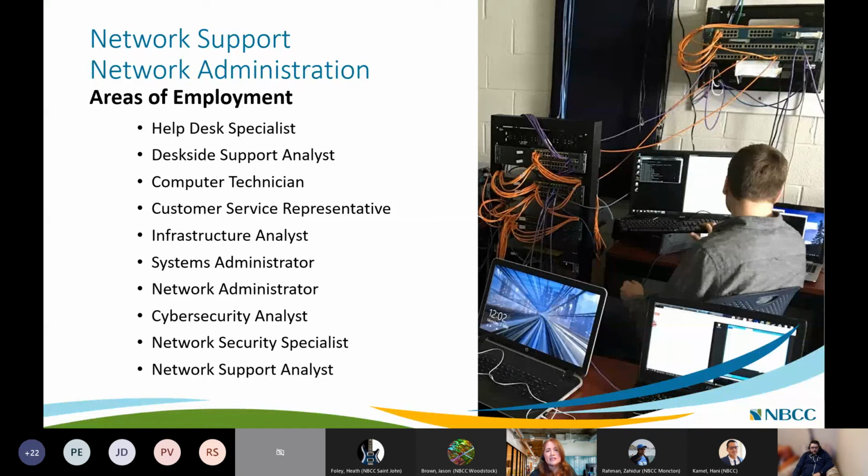I say some of them because there are probably things we have left out here, but this is generally what most people go into. Myself, I have worked as a help desk, desk side support analyst, so the top two. The fourth one was more professional services. Officially, I was a systems admin and network admin, and I did network security and support. So I've had a lot of those jobs over the years.